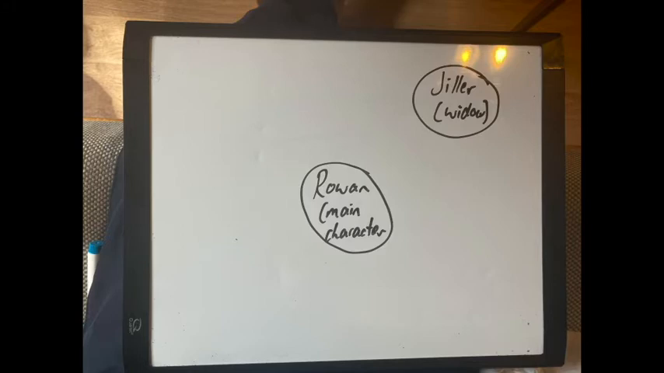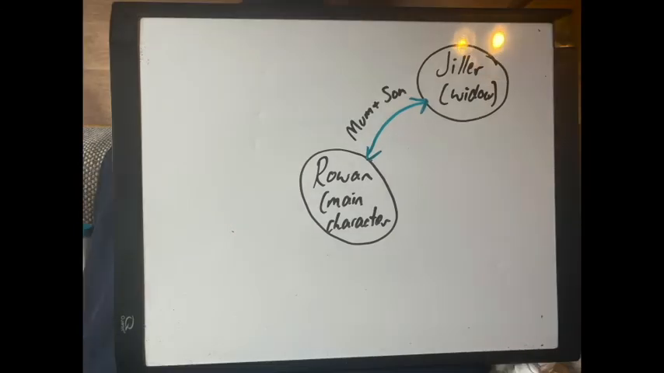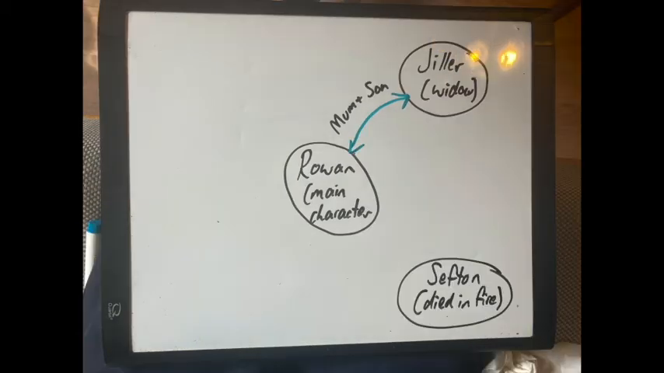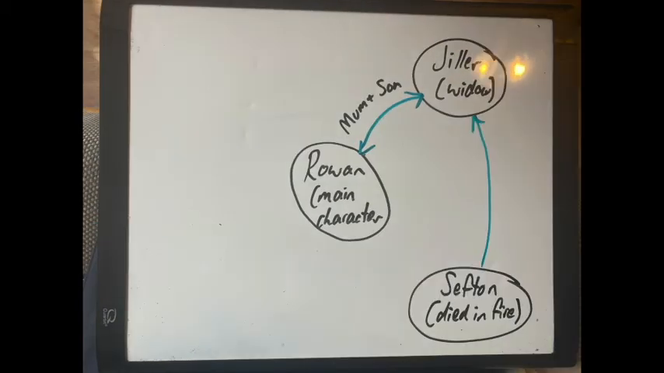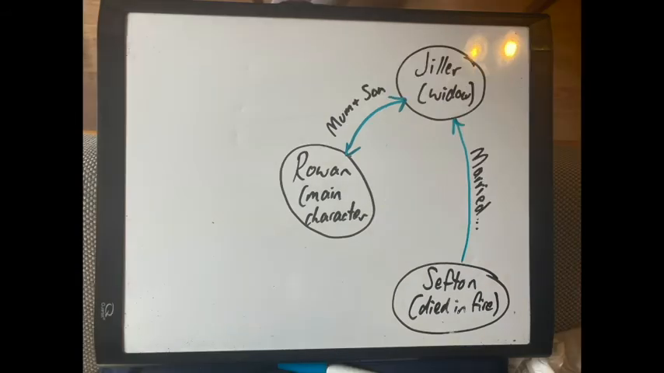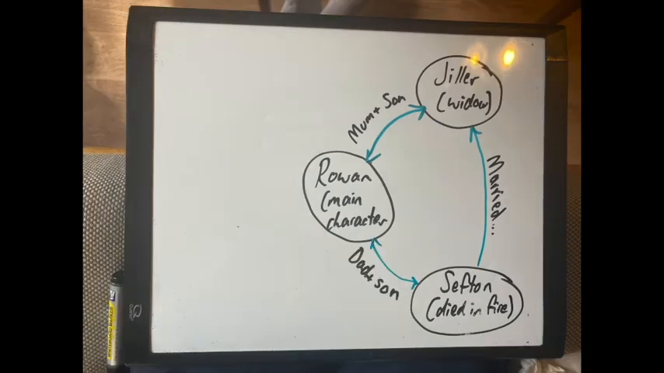Here I've added Gilla. I've added Gilla because she is a clear connection to Rowan, as Gilla is his mother. Notice how I've also included in brackets the person's role in the novel. For example, Rowan being the main character and Gilla being a widow. I'm going to now add another character. I've decided to add Sefton, Rowan's dad, because he's got a clear connection between both Rowan and Gilla. He was, after all, once married to Gilla and is Rowan's father.